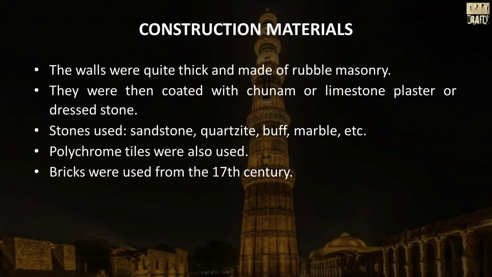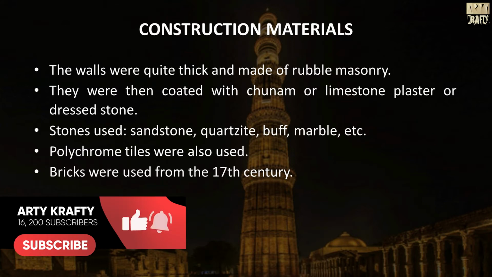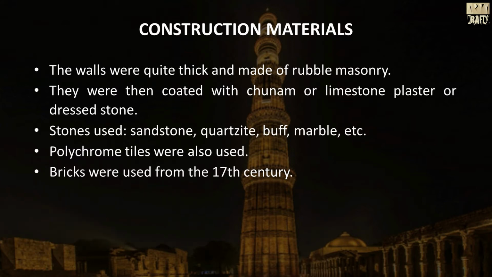Construction materials. The walls were quite thick and made of rubble masonry. They were then coated with chunam or limestone plaster or dressed stone. Stones used: sandstone, quartzite, buff, marble, etc. Polychrome styles were also used. Bricks were used from the 17th century.